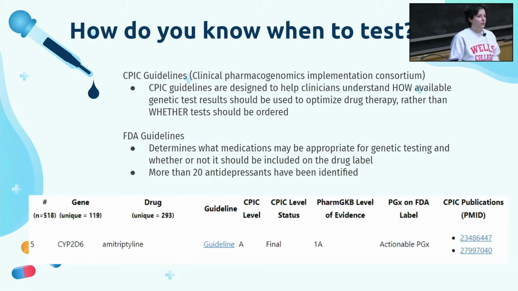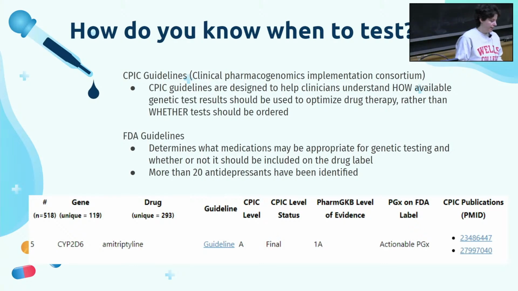The ones that are going to tell you whether or not you should adjust or test are going to be the FDA. The FDA determines what medications may be appropriate for genetic testing and whether it should be included on the drug label itself and the prescribing information. What that means is that the drug label would have a warning that says before prescribing this drug, the patient should undergo some form of pharmacogenomic testing in order to have the safest and most efficacious treatment plan. The FDA has more than 20 antidepressants that they've identified as needing some form of pharmacogenomic testing before prescribing.